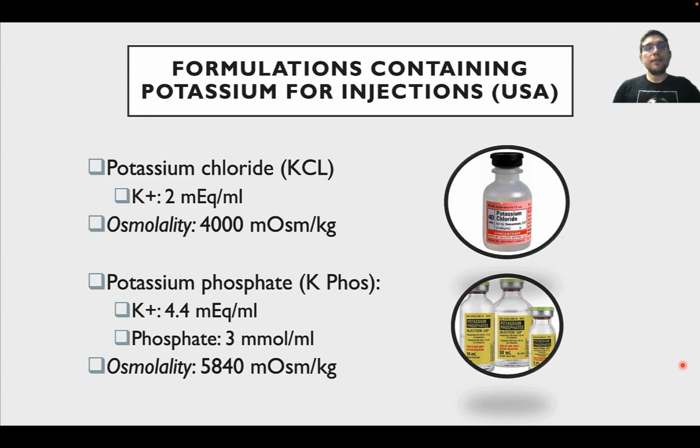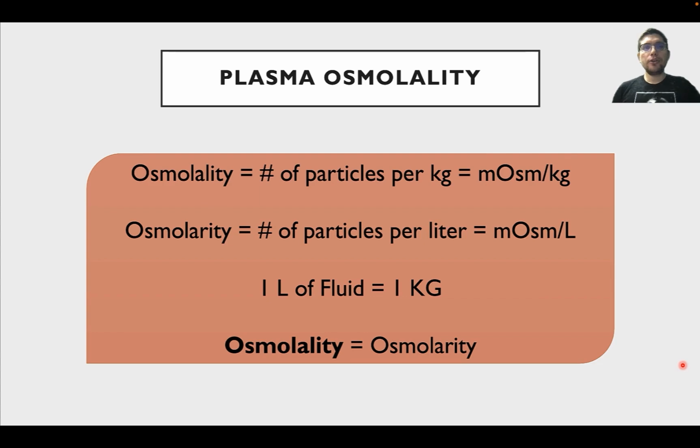As you can see on this slide, besides the concentration of potassium in every ml of these products, you will see the osmolality. We will talk about what osmolality is, but for now, just be aware that KCl 2 mEq per ml will have an osmolality of 4,000 mOsm per kilogram, and KPhos will have an osmolality of 5,840 mOsm per kilogram.